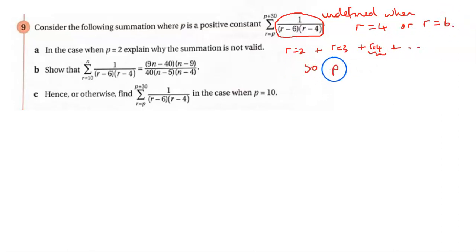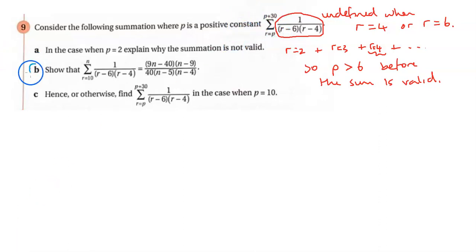So p needs to be greater than 6 before the sum is valid. Otherwise we would need to write in here some way to exclude the case when r equals 4 and r equals 6. But the way it's written here, it doesn't tell us to do that. It tells us to start at p and keep going until we reach p plus 30.